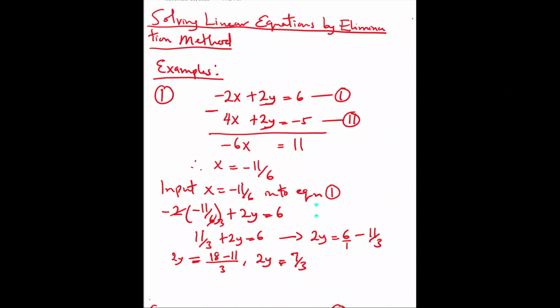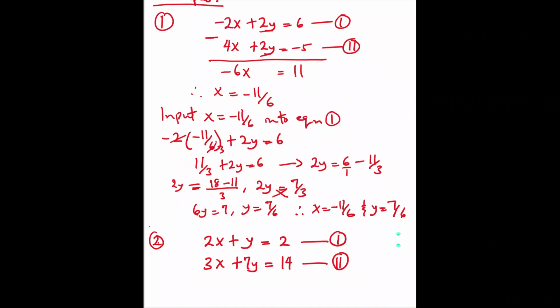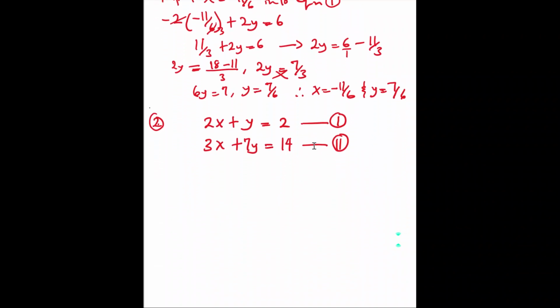Okay, so we have 7 over 3, and we can cross multiply, right? So when we cross multiply, 2y times 3 will be 6y equals 7. So y will be equal to 7 over 6. Therefore x is equal to minus 11 over 6, and y is equal to 7 over 6. Okay, that's by elimination method.